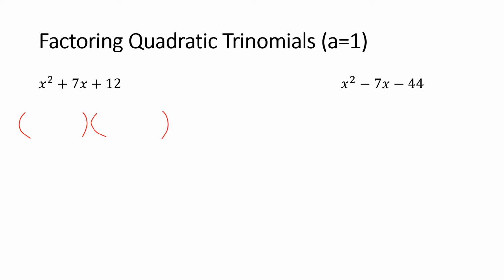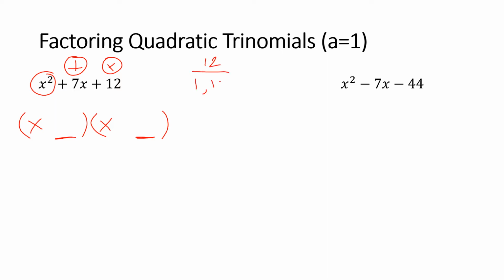And obviously here we would start with x times x in order to end up with x squared. But to figure out the two other missing terms, we need to figure out what multiplies to 12 and adds up to 7. So think of everything that multiplies together to give you 12.